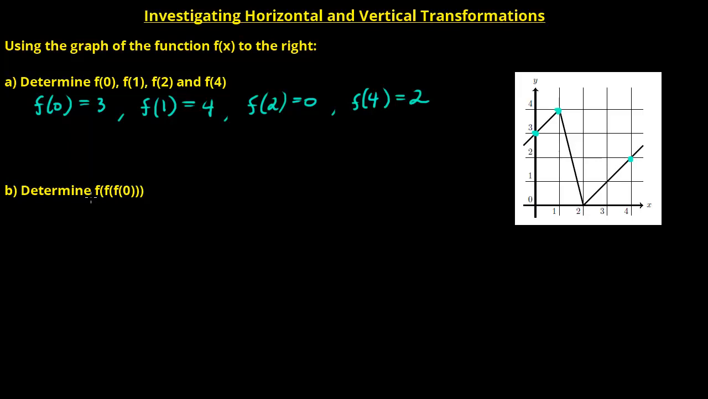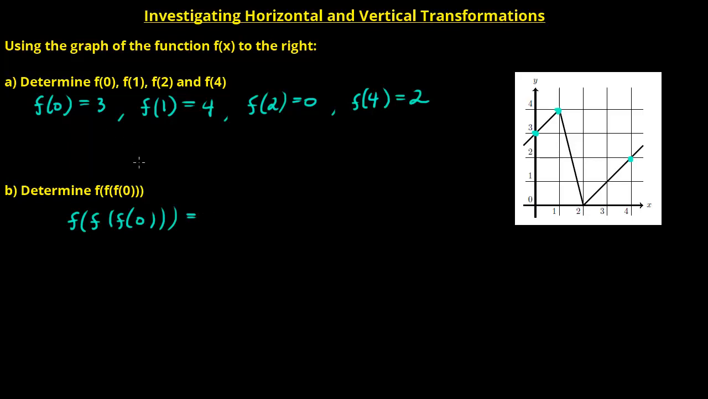Now let's look at another example. We're told to determine f of f of f of 0. So let's see, what does this mean? Well, it means that first let's evaluate f of 0, and then we'll take that value and evaluate the function at that value, and then we'll take that value and evaluate the function at that value. Here we've got what's called a composition of functions.